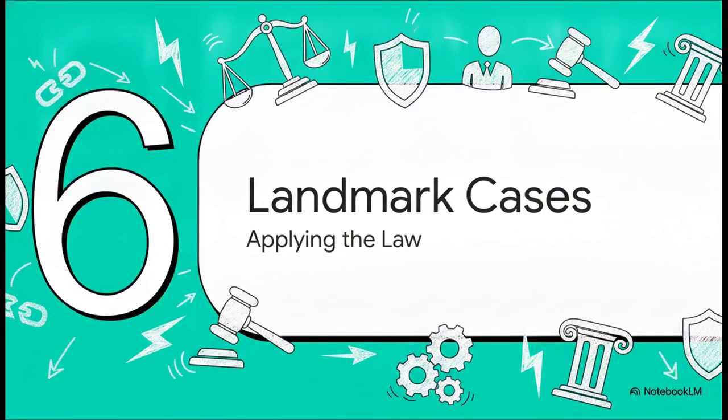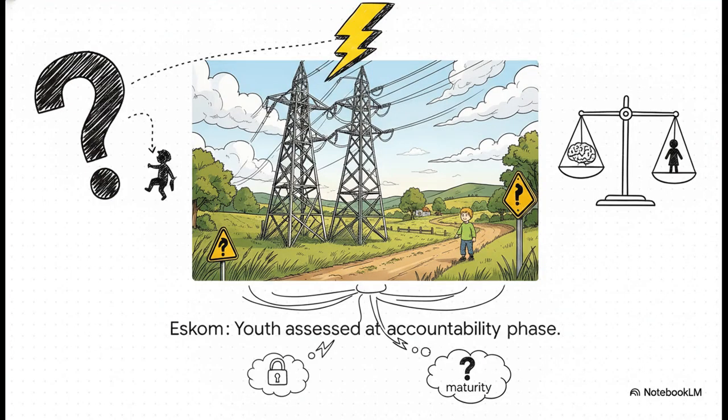Finally, part 6, applying the law through a couple of landmark cases. Let's look at Escom Holdings v. Hendricks. An 11-year-old child climbed an electricity pylon and suffered a terrible electrocution. The court had no problem holding Escom negligent for leaving it unsecured. But the fascinating part is how they handle the child's contributory negligence. They didn't just slap a purely objective, reasonable person standard on the kid. Instead, they handled his youth right at the accountability phase. They asked subjectively, did this specific 11-year-old have the maturity to appreciate that danger? It is a perfect example of why accountability is a totally distinct gateway inquiry.